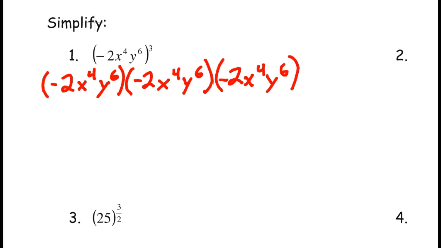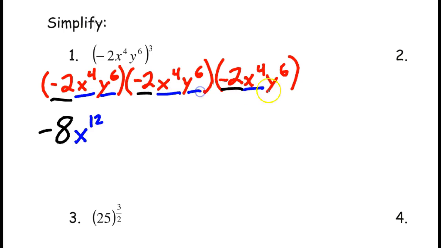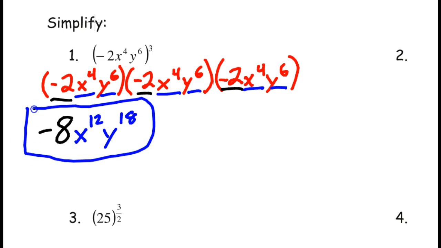Right? And then you can see here, it's negative 2 times negative 2 times negative 2. That's negative 8. Right? And you can go, well, 4x's, 4x's, 4x's, all together, that's 12. Okay, and likewise for the y's, 6, 6, and 6 make 18. Okay, so just writing out like that might be a little easier than over here.